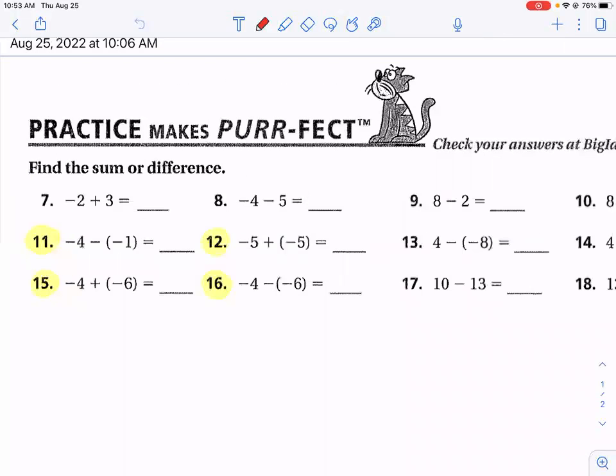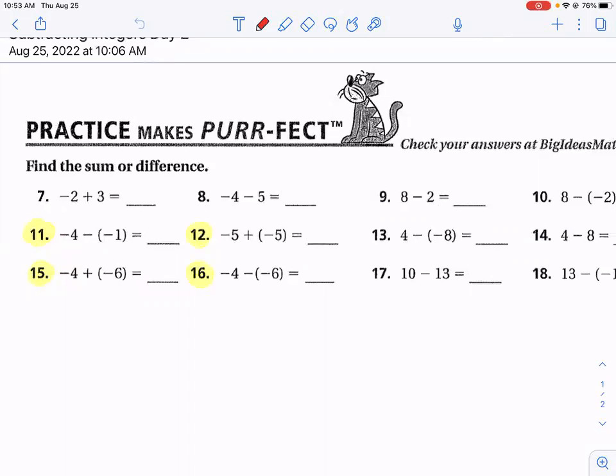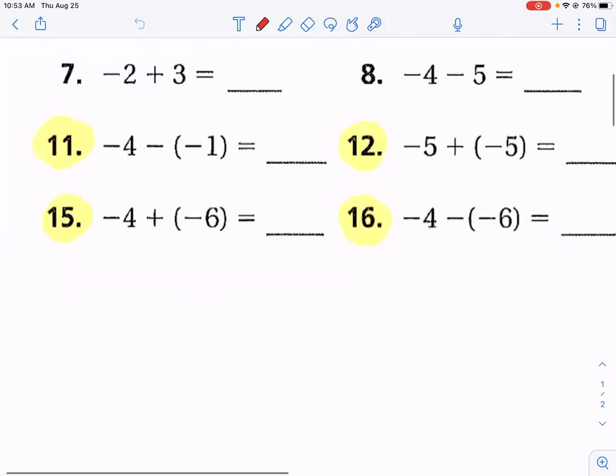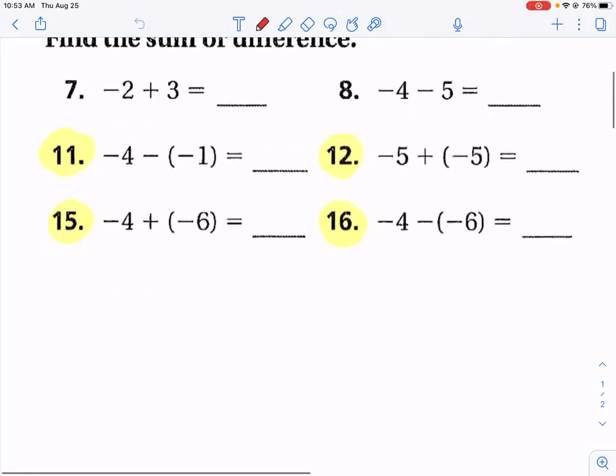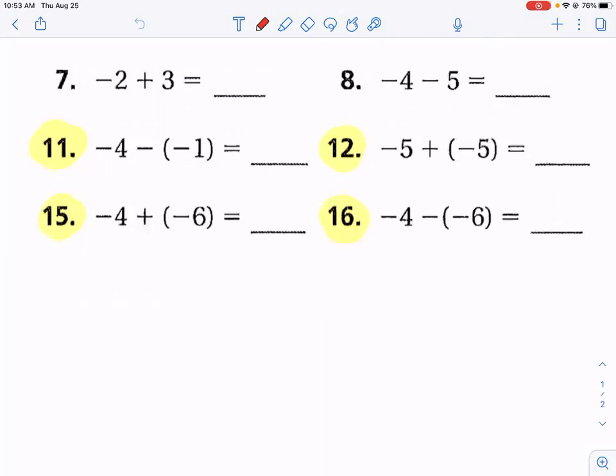Okay, so for your warm up, we're on page 6. I had you do these 4 highlighted problems. Okay, so number 11. Harper, what did you get? -3. Brady, describe to me what we need to do for this problem.